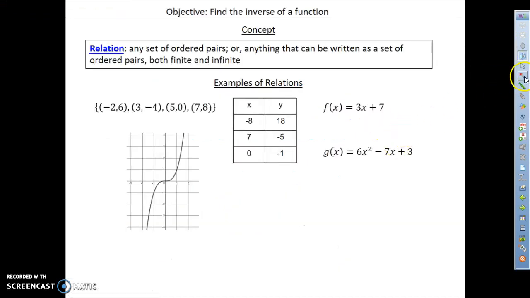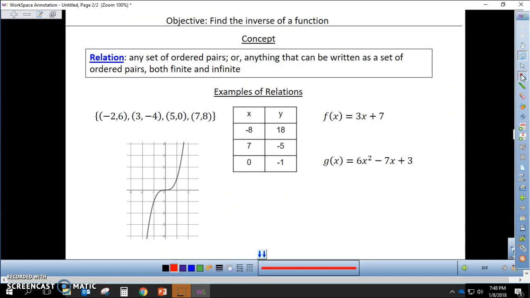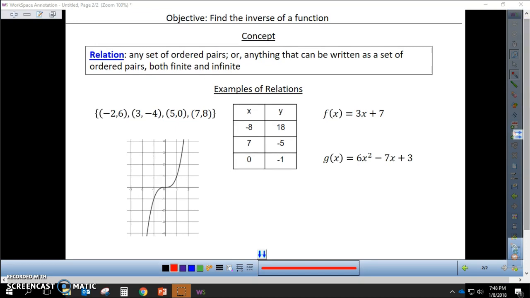So, the first thing that we need to talk about is a relation. A relation is the idea about inputs and outputs that you guys are used to, right? So something as simple as y equals 2x. The definition here is any set of ordered pairs, or anything that can be written as a set of ordered pairs, both finite and infinite.